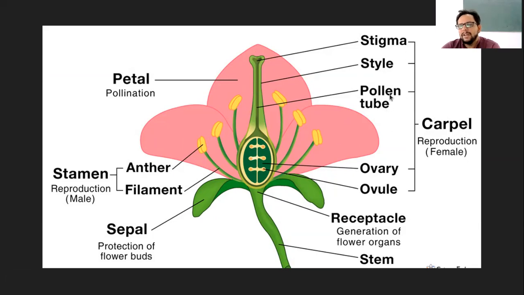Obviously the style is the only tube which allows the pollen tube to form, but the pollen tube is the structure which forms during fertilization. So you can ignore this part for the moment. Also, we will see the distinct parts of the ovary and ovule in the later slides.